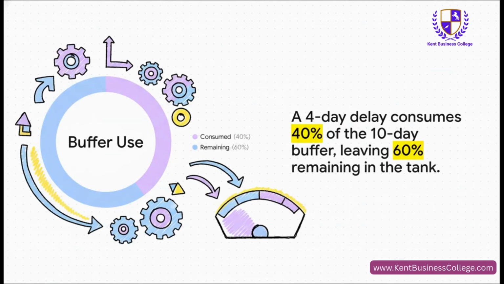So to answer the question, what percentage of the buffer have we used? Well, it's simple maths, isn't it? We've used 4 days out of a total of 10. That is 40%. We've still got 60% of our safety net left in the tank. We're still in good shape.